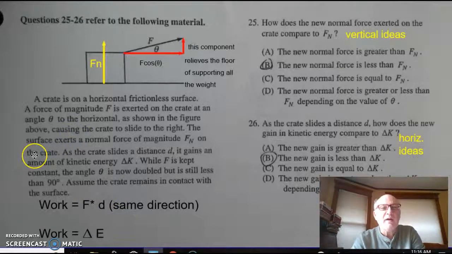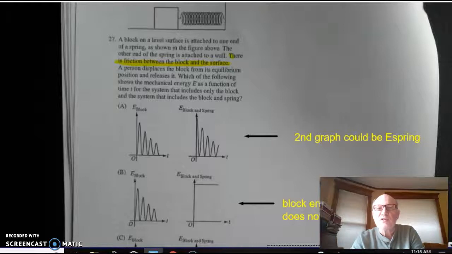Okay, in a little bit, I should make available the next question, which is question number 27. So we'll take a look at that in a little bit.